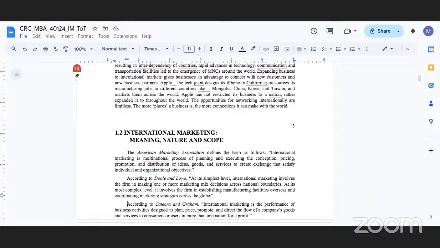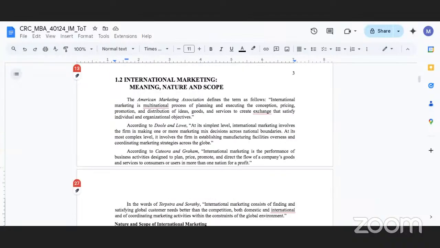So let us look in terms of international marketing and how it is defined. An important definition that we can consider here is from the American Marketing Association, which defines international marketing as the multinational process of planning and executing the conception, pricing, promotion, and distribution of ideas, goods, and services to create exchange that satisfy individual and organizational objectives.